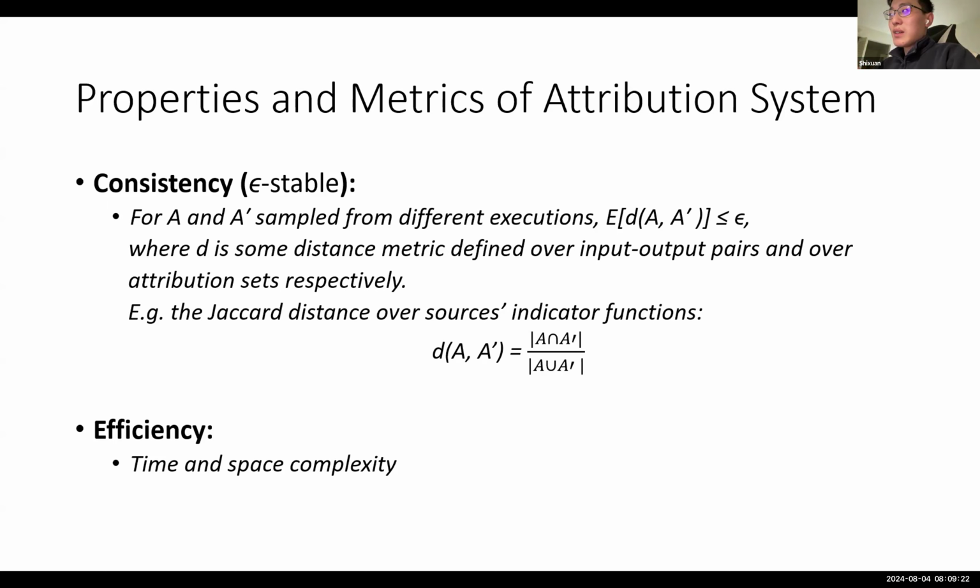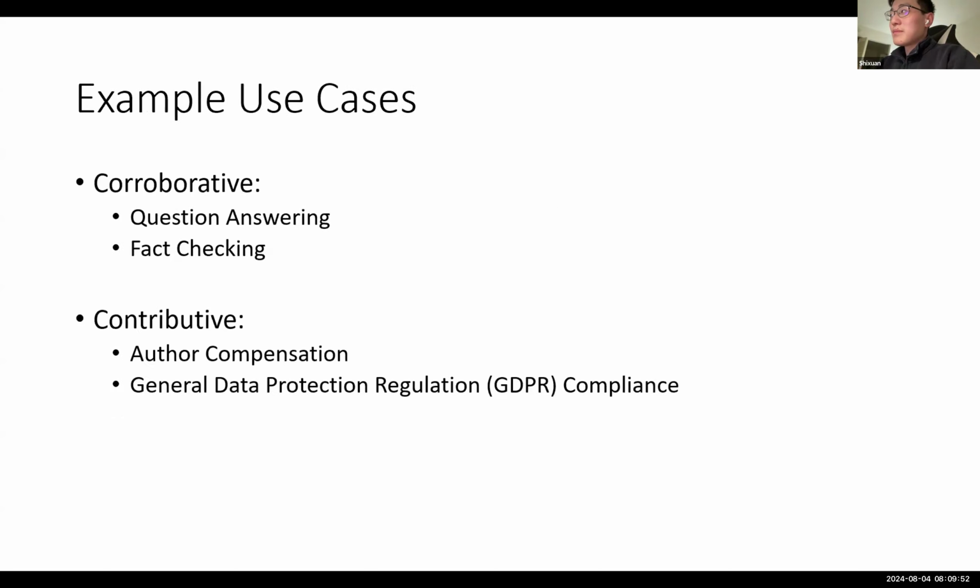And the distance here, you have some freedom to define it. For example, you can pick the Jaccard distance, which is the number in the intersection divided by the number in the union. Also, another property of an attribution system is efficiency, which means you just want your system not to cost a lot of time and space.